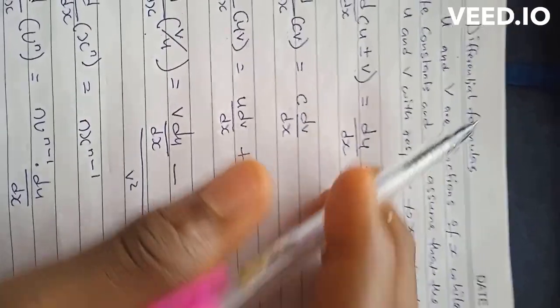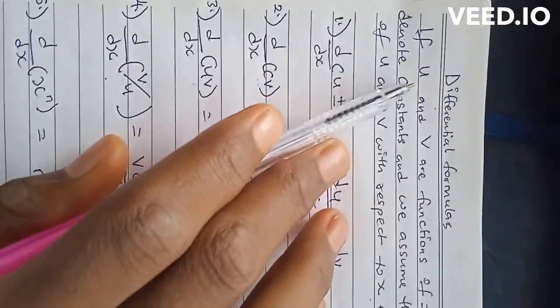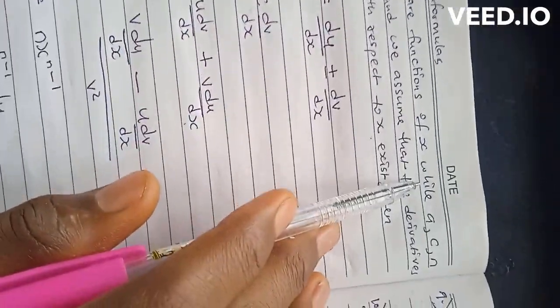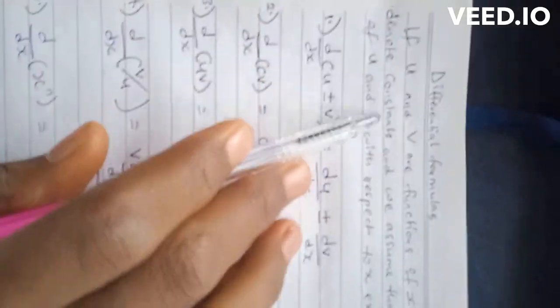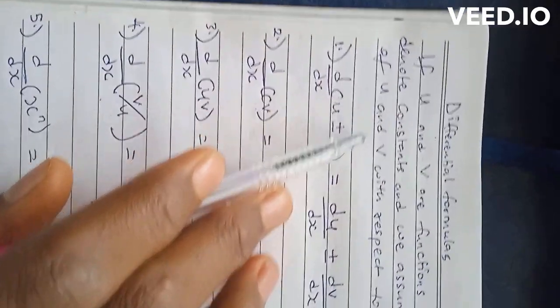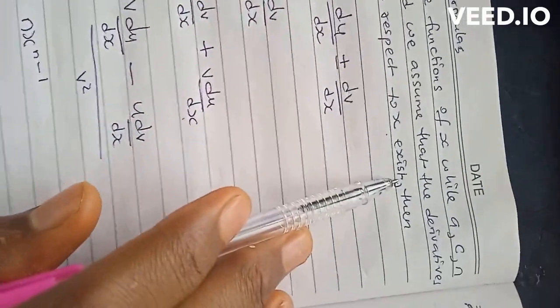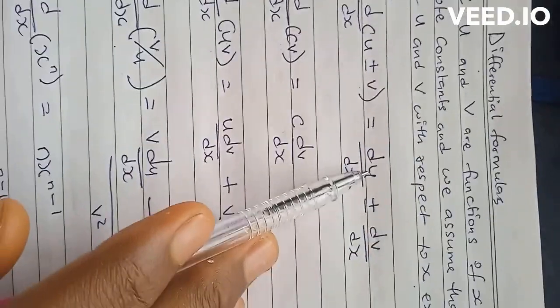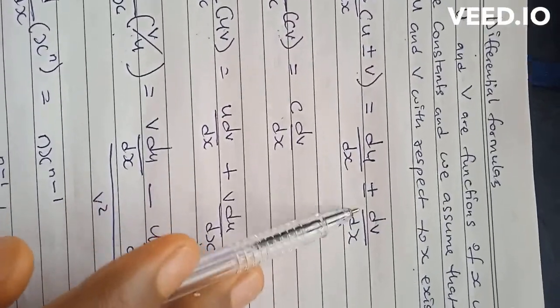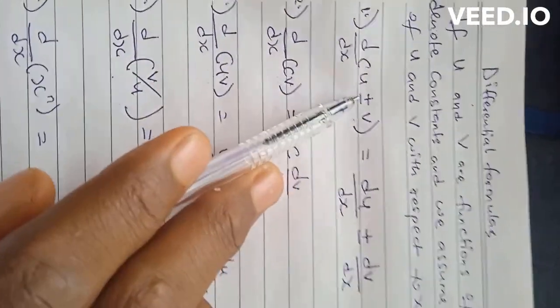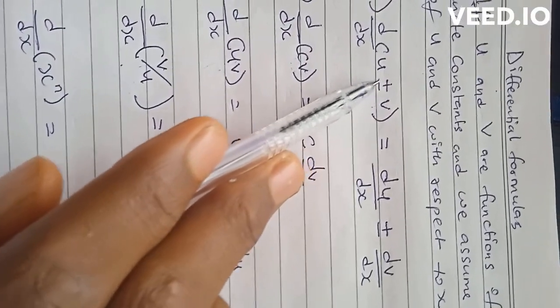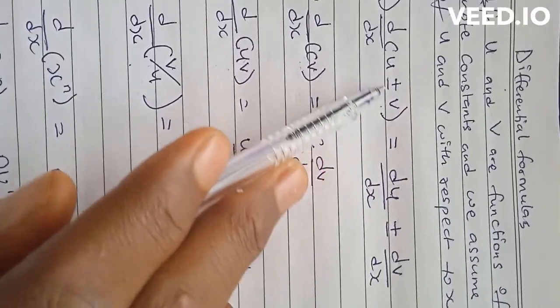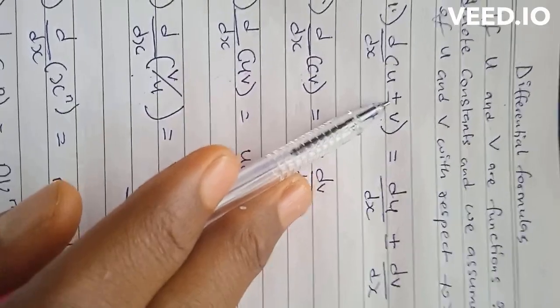Now to differential formulas. If u and v are functions of x, and a, c, n denote constants, and we assume that the derivatives of u and v with respect to x exist, then differentiating u plus or minus v is equal to du over dx plus or minus dv over dx. You just differentiate separately, having in mind the sign that is in the middle.